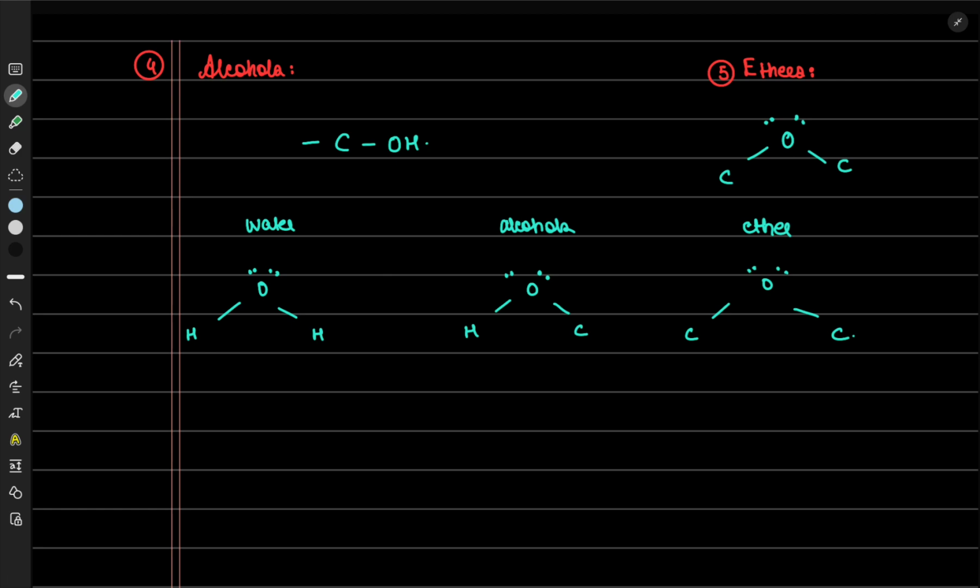But what you need to know is that these three compounds have striking similarities in their structures, and that leaves us with a question: they might have similar chemical properties as well. They might have. So think about it in this way, right?